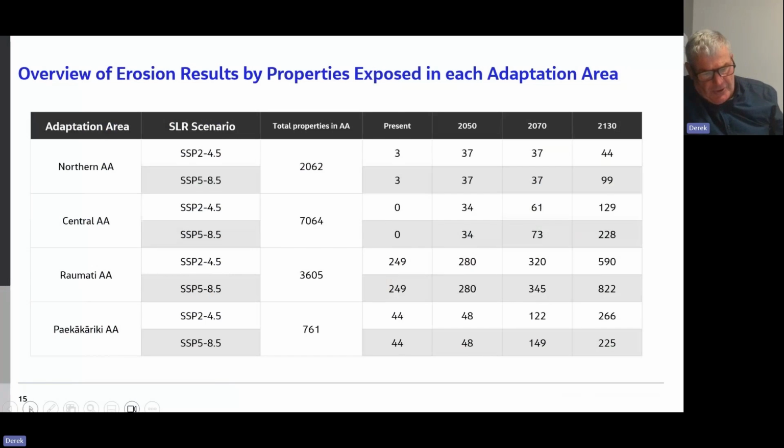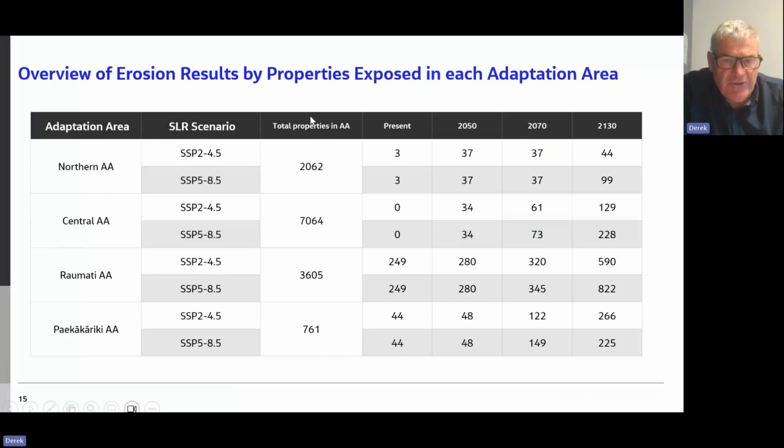So let's look at some of the erosion results then, given by those 5 areas. As we can see in each of the areas, we've got the 2 scenarios: the 4.5 middle of the road scenario, and then an 8.5, an upper scenario of climate change, which is really a continuation of fossil fuel dependent futures and sea level and climate increasing to around 4 degrees by 2100.